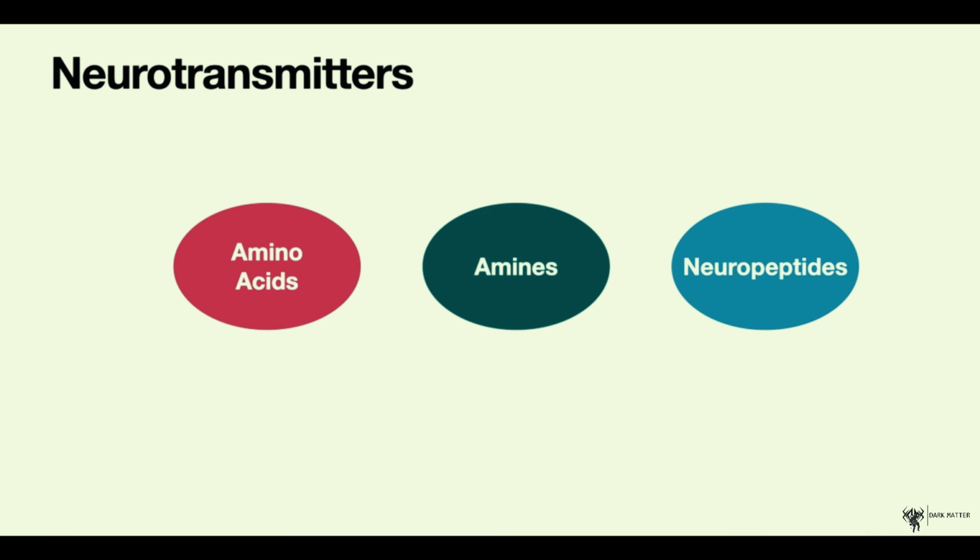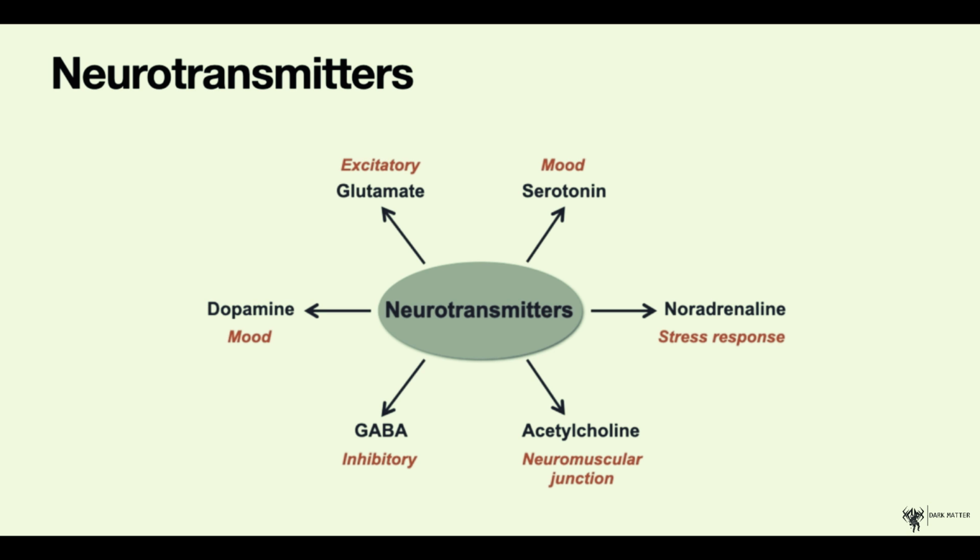Neurotransmitters typically fall under one of these three categories. They can be either single amino acids, amines, or neuropeptides. The amino acids are the smallest ones and the neuropeptides are the largest. Here are some of the most well understood and traditional neurotransmitters in the nervous system. Glutamate is the main excitatory neurotransmitter, and GABA is an amino acid that is the main inhibitory neurotransmitter.